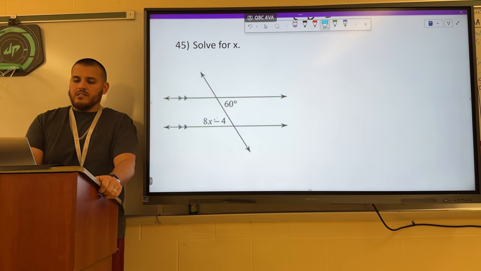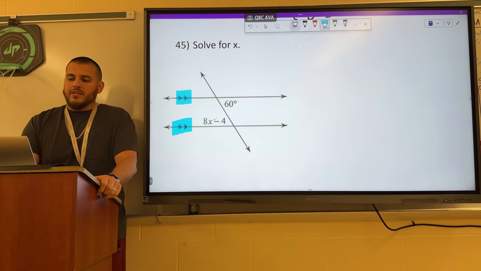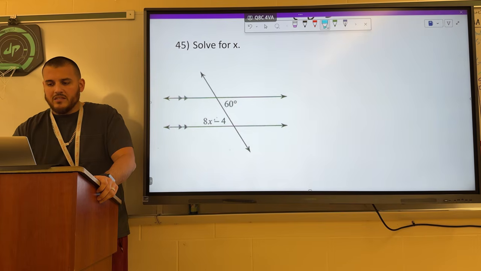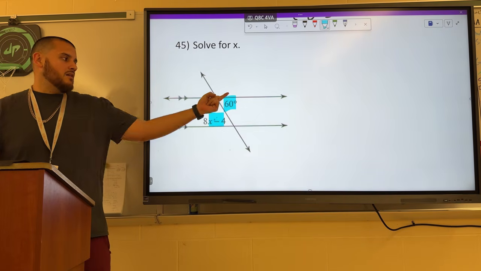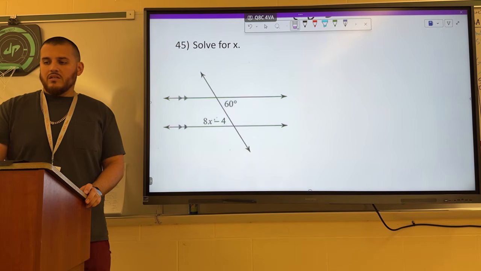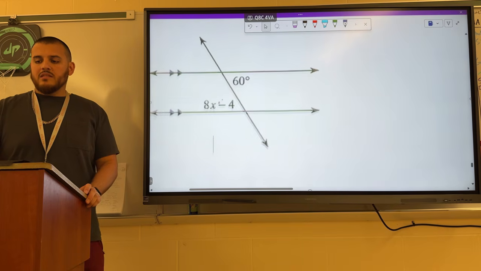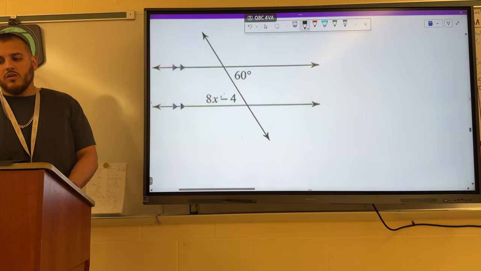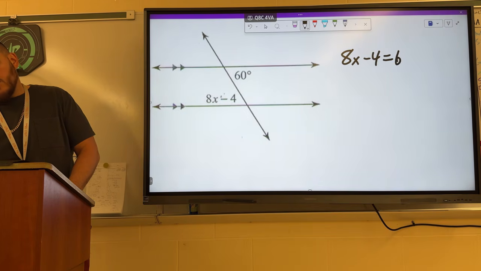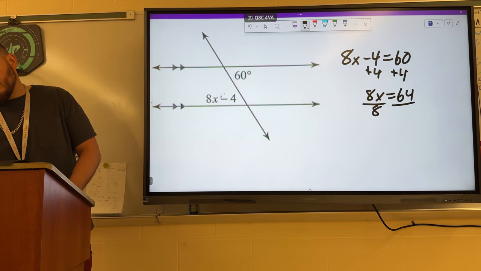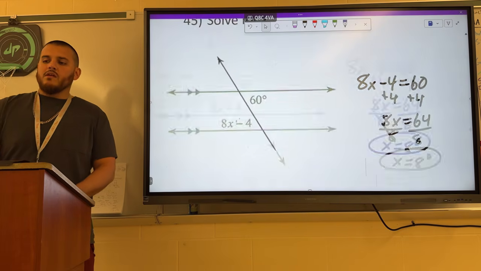So we know we have parallel lines here because they have matching amounts of arrows. We need to be able to identify the special angle pairs. In this case, we have alternate interior angles. They're between the parallel lines on alternate sides of the transversal. On parallel lines, these alternate interior angles are congruent to each other. So if we want to solve for x, we just need to know that 8x minus 4 has to equal 60. We can add 4 to both sides here to get 8x equals 64. And we can divide both sides by 8 to determine that x equals 8 degrees for that example.